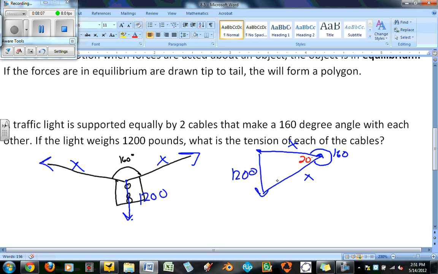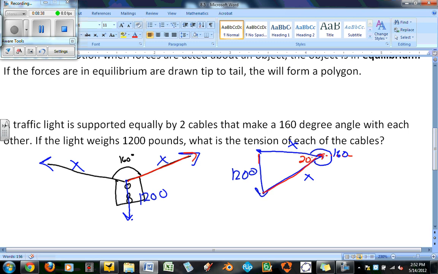I didn't do a very good job of showing you how I drew my picture, but I went down 1,200. Then I drew this going in the same direction, the same amplitude, going this direction. And we know that these guys formed a 160-degree angle, so 160 degrees this way. And then what would be left over, if I had a straight line right here, would be 20 degrees. Okay, so that's how we got this triangle right here.